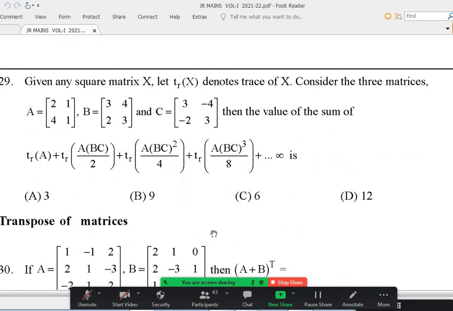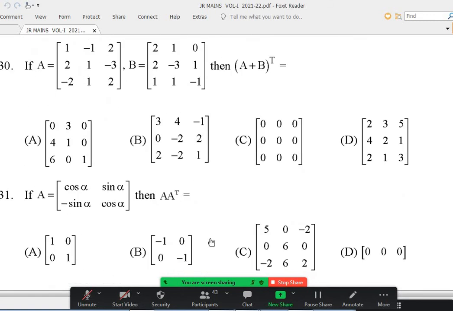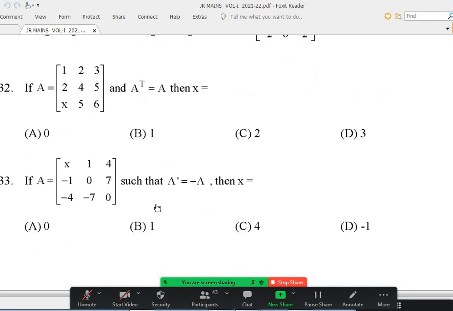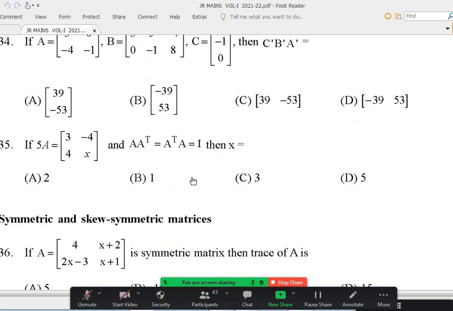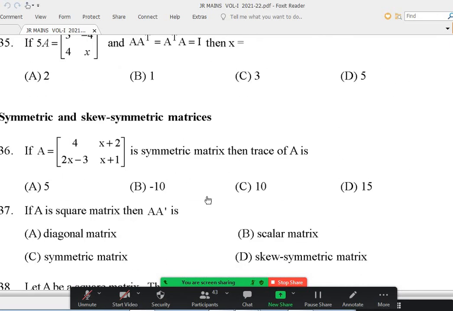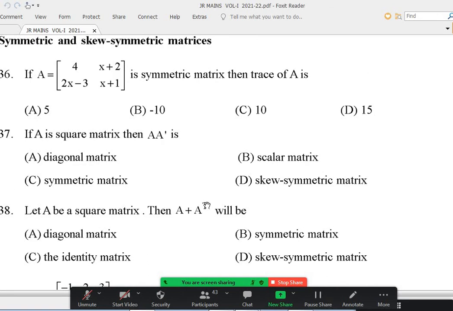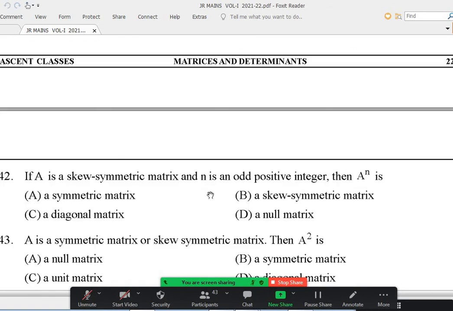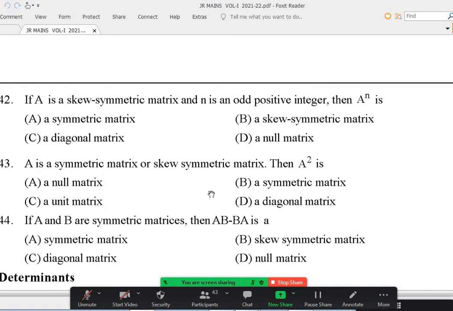Okay, after 28, anybody in transpose, any doubts? No, sir. Very simple, 31, 33, 35. And what about symmetric and skew symmetric? No doubt. I think some of the questions were already discussed. Okay, anybody up to 44, any doubts left?